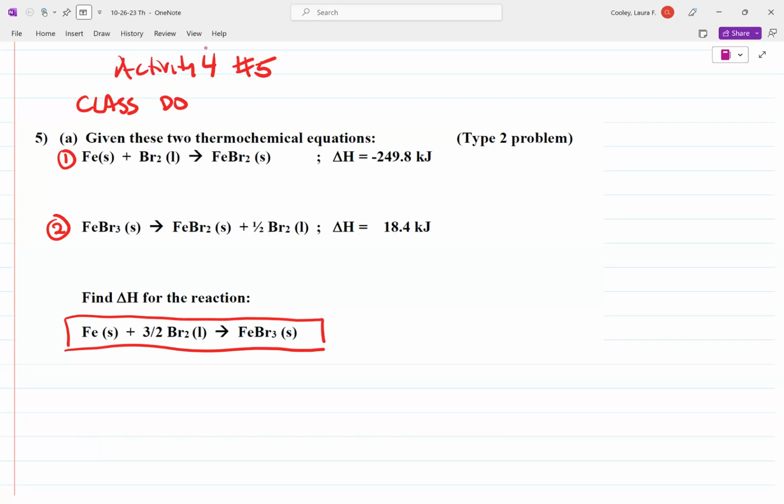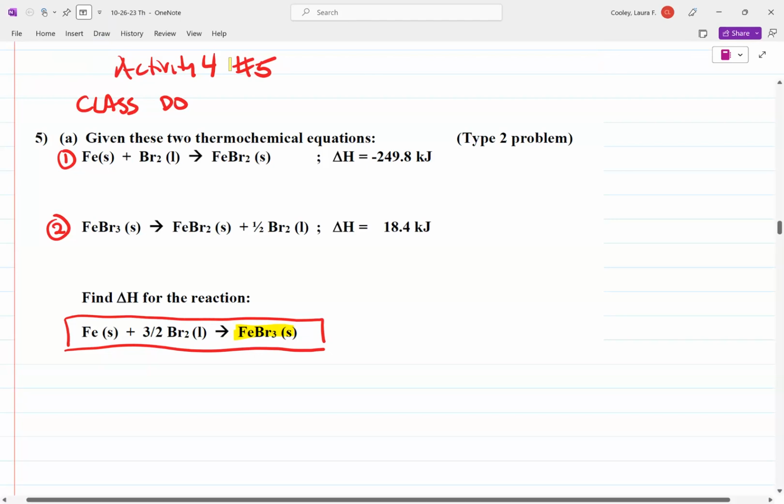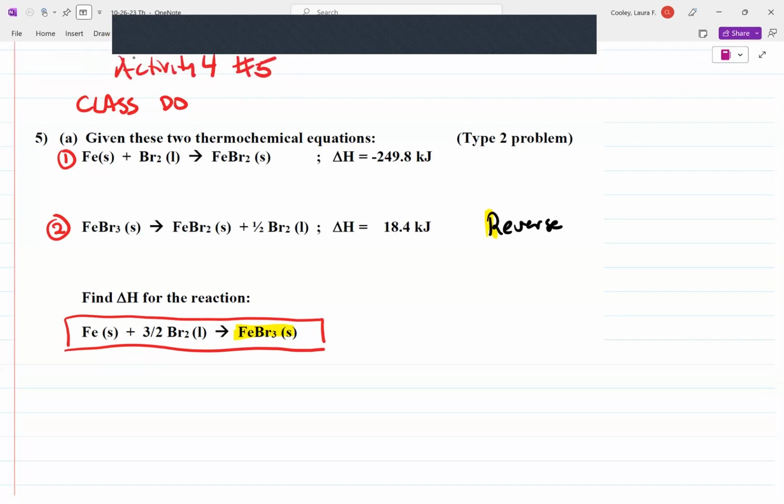You should be noticing here that in the equation that you're trying to get the delta H for, the FeBr3 is on the right. So what are you going to do to one of these equations? You have to get an FeBr3 on the right. How are you going to do that? Yes, you're going to reverse the second equation. And that will put the FeBr3 on the right.